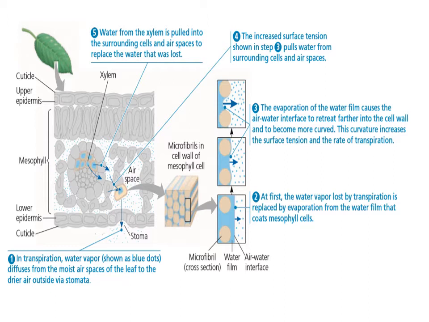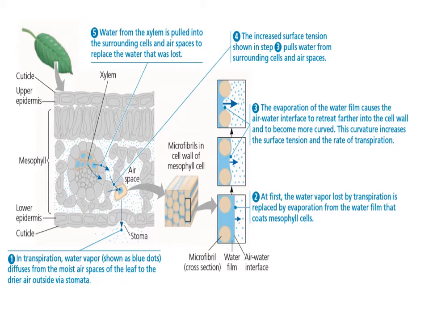Negative pressure or tension at the air-water interface in the leaf is the basis of transpirational pull, which draws water out of the xylem. First step, in transpiration, water vapor diffuses from the moist air spaces of the leaf to the drier air outside via stomata.